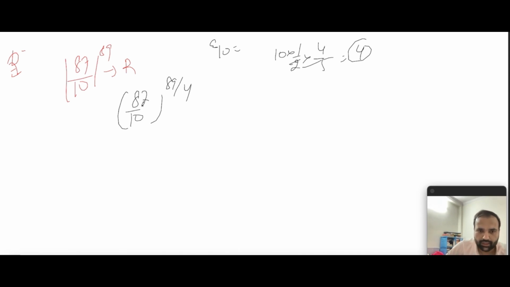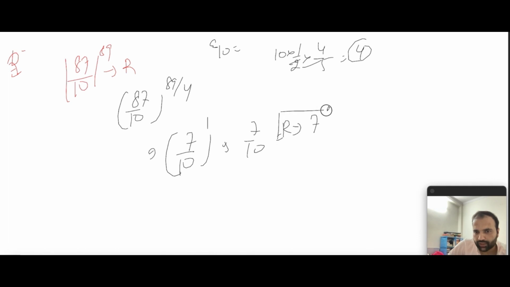So what we are going to do now: 87 by 10 and 89 by 4. Now 87 by 10 is 10 into 8, so we have 7, and 89 by 4 is 4 into 22, 88, so we have 1. So we have 7 to the power 1 by 10, and we know the remainder of 7 by 10 is 7 itself. Now, how are we getting this? We have studied this in our previous video, so please go to that video if you are not understanding how the remainder of 7 by 10 is 7 itself.